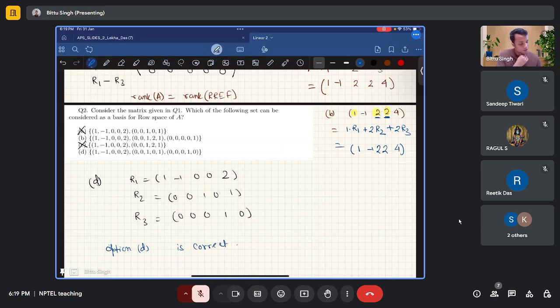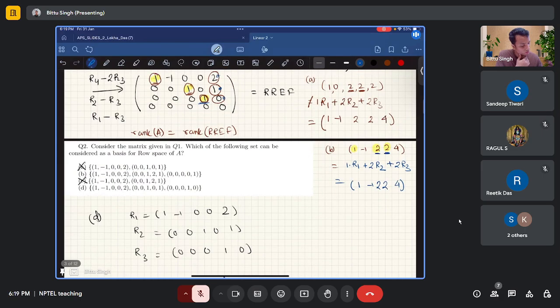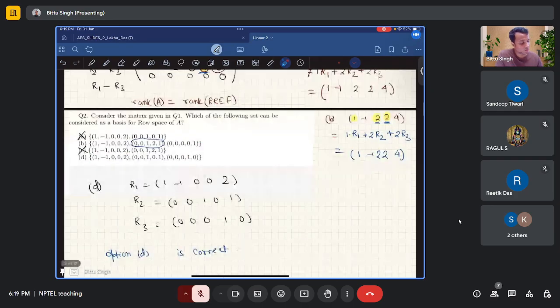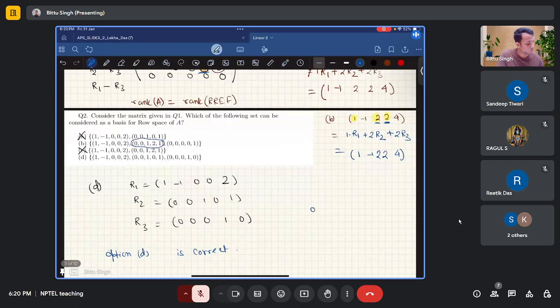Okay, and it is also true that B is false. Why is B false? Since those are forming the same row space, if it is a basis, then it should also form the same row space. That is, the row space of those three should be the same as the row space of those three. But let us see that 0 0 1 2 1 is not in the row space formed by those three. Why is this true?